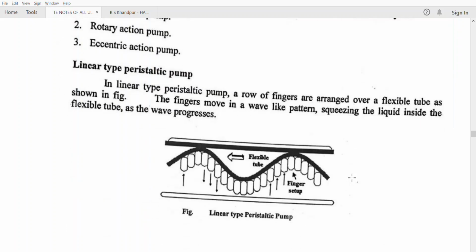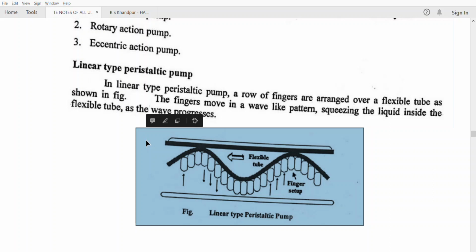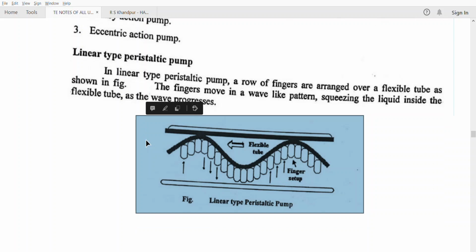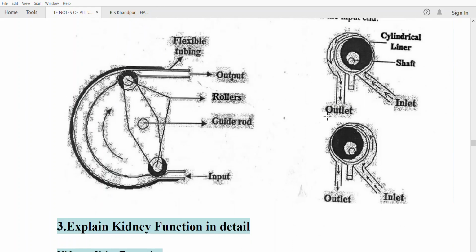So linear action is left to right. So when there is a movement from left to right, if you see this in the linear pump, a row of fingers is arranged over a flexible tube, like a ratchet kind of mechanism. So when this ratchet kind of mechanism rotates, there is a linear movement on a horizontal plane. Okay, so this is one method.